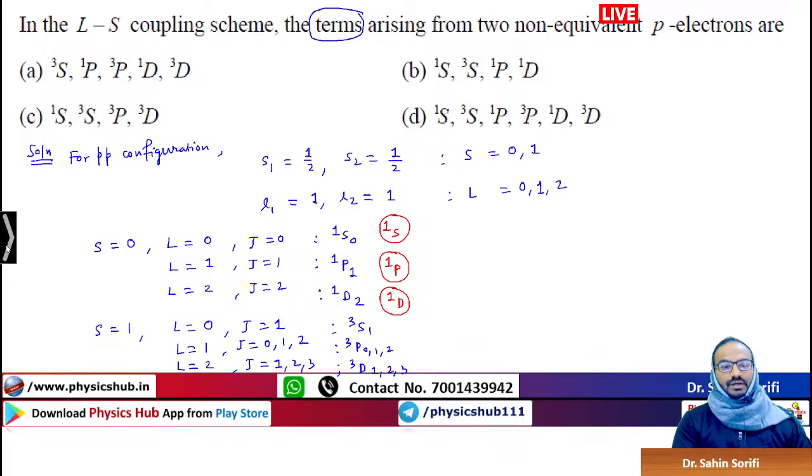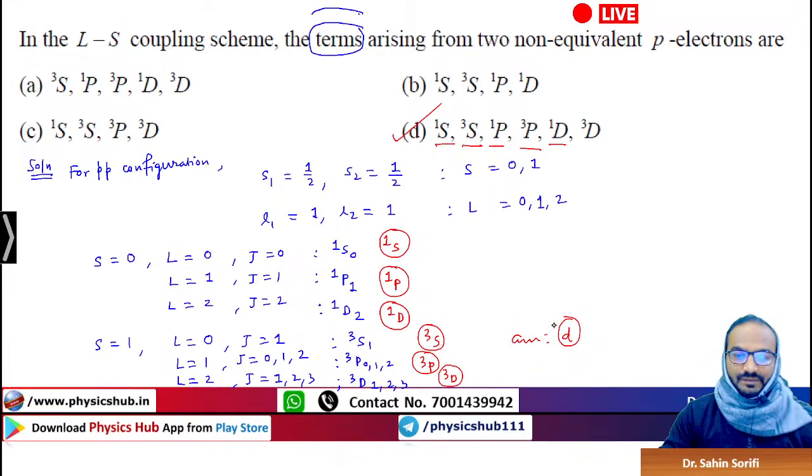3D1, 2, 3, and correspondingly we will get the terms 3S, 3P and 3D. Advantage, you are getting option D: 1S, 3S, 1P, 3P, 1D, 3D. Everything is there, 6 terms. Option D.